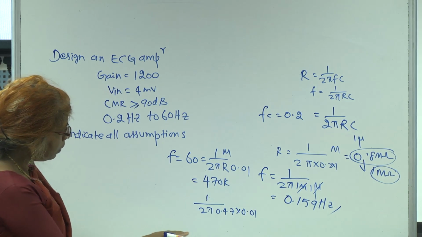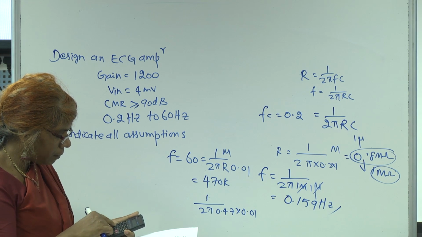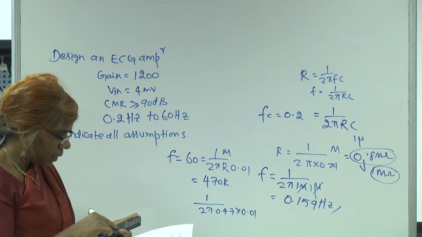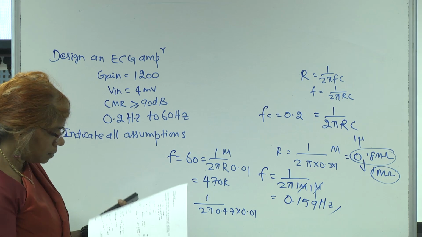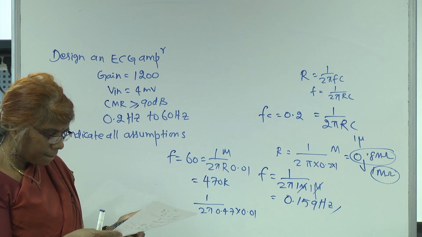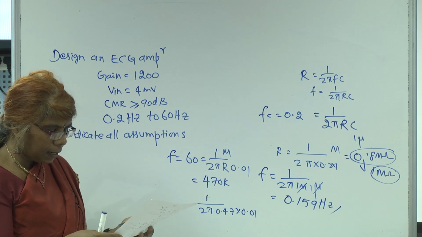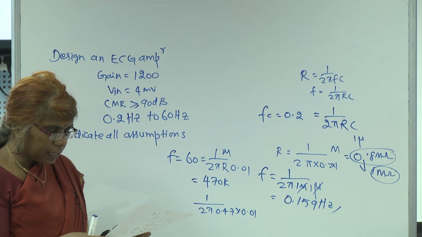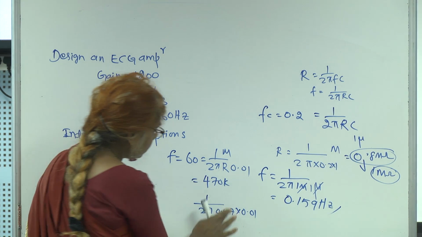So meg and micro cancel. So 2 times pi times 0.47 times 0.01, 1 over x. I get 33.86. Is that right? No, 61.2. Okay, I have used many values here. Maybe 330K we will use. Okay, we will use 330K.